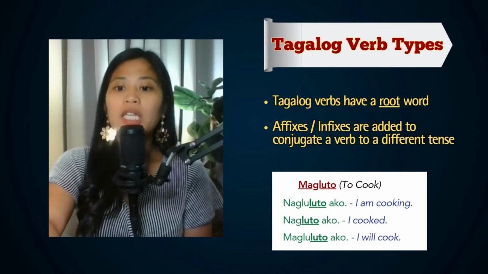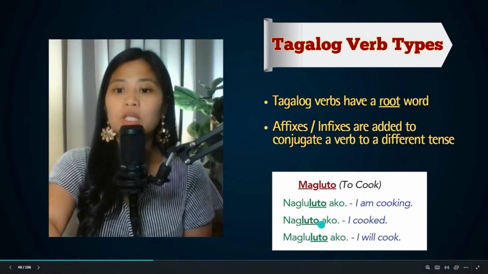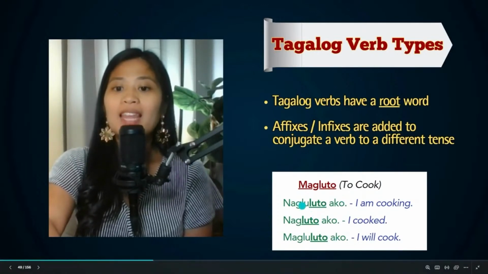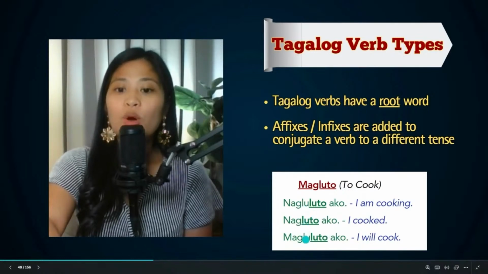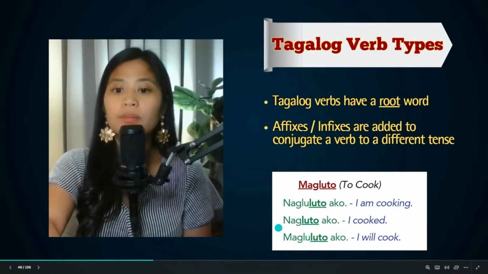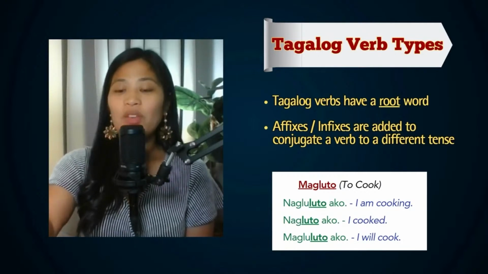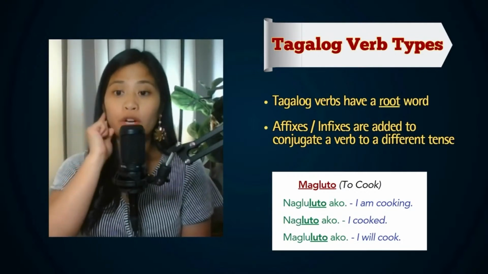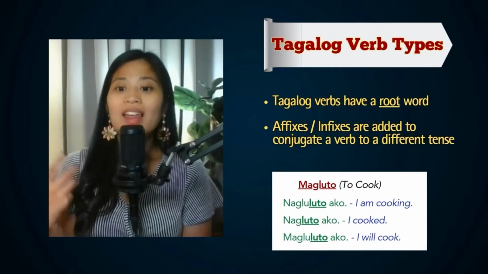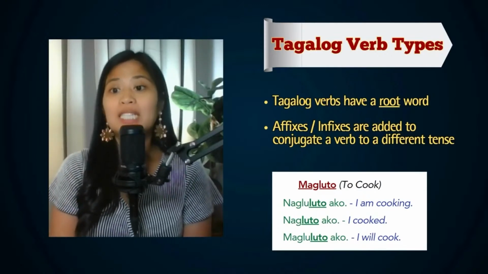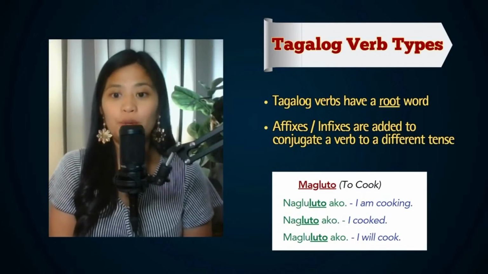So I underlined here all of the root words. So luto is the root word. And then there's the affix that goes before the root, and that will determine the tense. And what I want you to get from this slide is that if you can pick out the root word in a conversation, then that will really help with the translation of Tagalog for you.